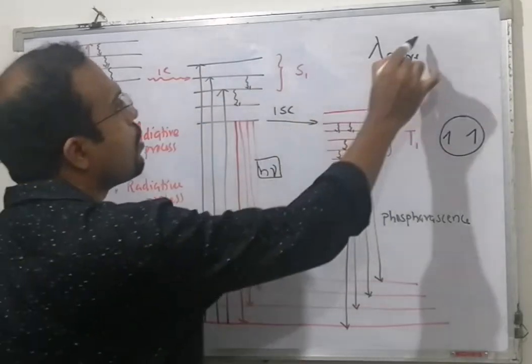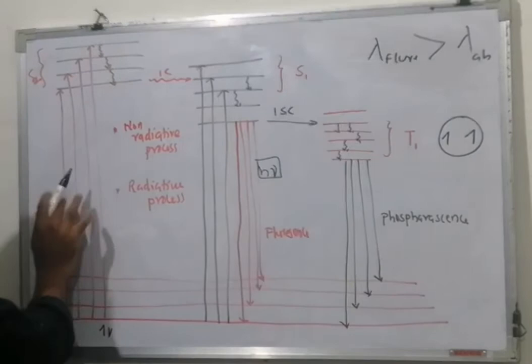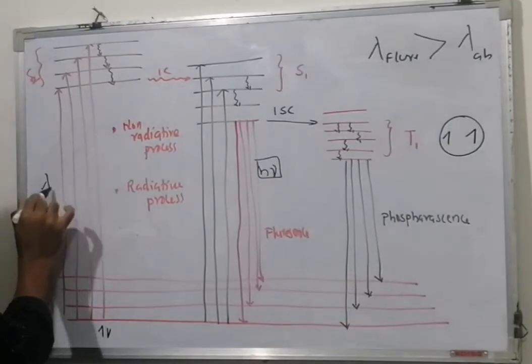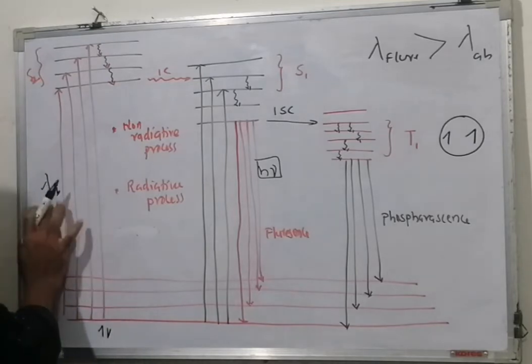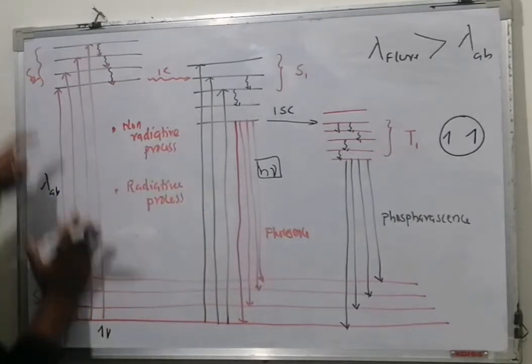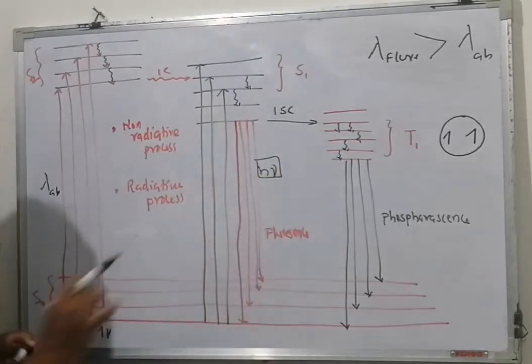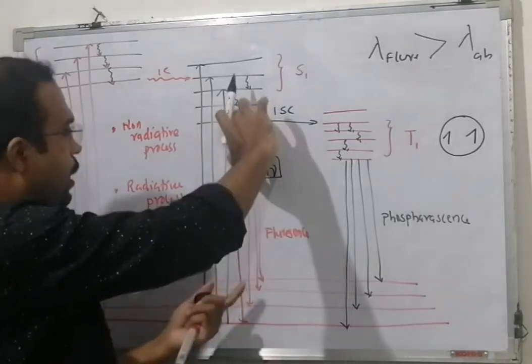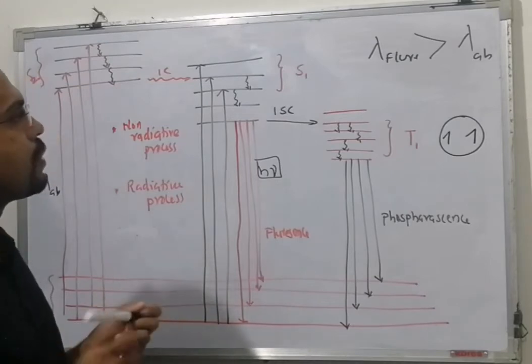The wavelength of the fluorescent light, lambda fluorescence, will be greater than the wavelength of the absorbed light, lambda absorbed. Lambda absorbed is smaller than this, or the frequency of absorption is greater than this, because absorption has higher frequency than fluorescent emission, because the energy gap is smaller. Fine. This is fluorescence.